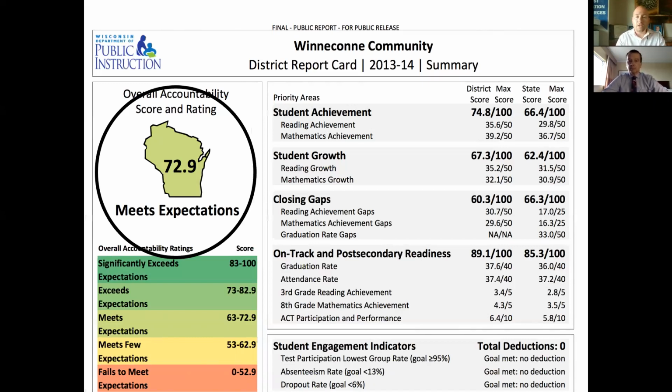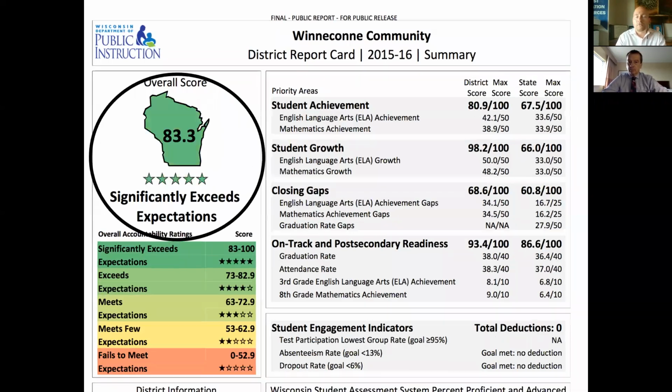Now, we continued to keep the focus on those 4 key areas. We continued to keep the focus on making sure that we had sound assessment, grading, and reporting practices in place. And here's where we jumped to in 2015-16. Again, now moved up to 83.3, significantly exceeds expectations. And at that time, we were one of the only K-12 districts in our entire 42 district region that had accomplished such goals.